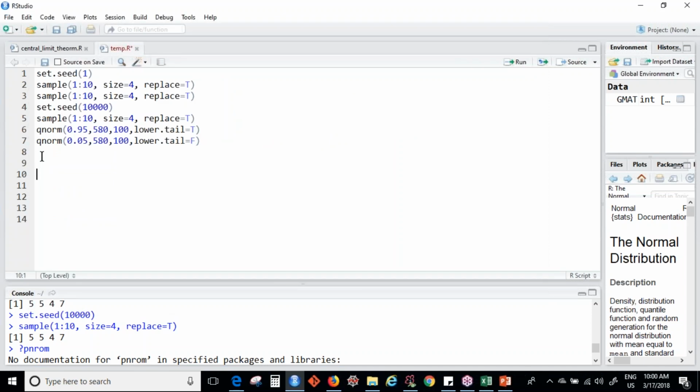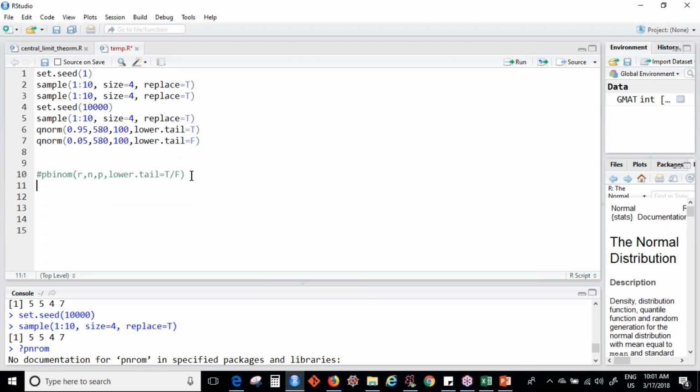To run binomial theorem in R, the function is pbinom. What is the syntax? First you write the value of r, then you write the value of n, then you write the value of p, and then you write whether you want the lower tail or the higher tail, lower.tail equal to TRUE or FALSE. So this is the syntax.